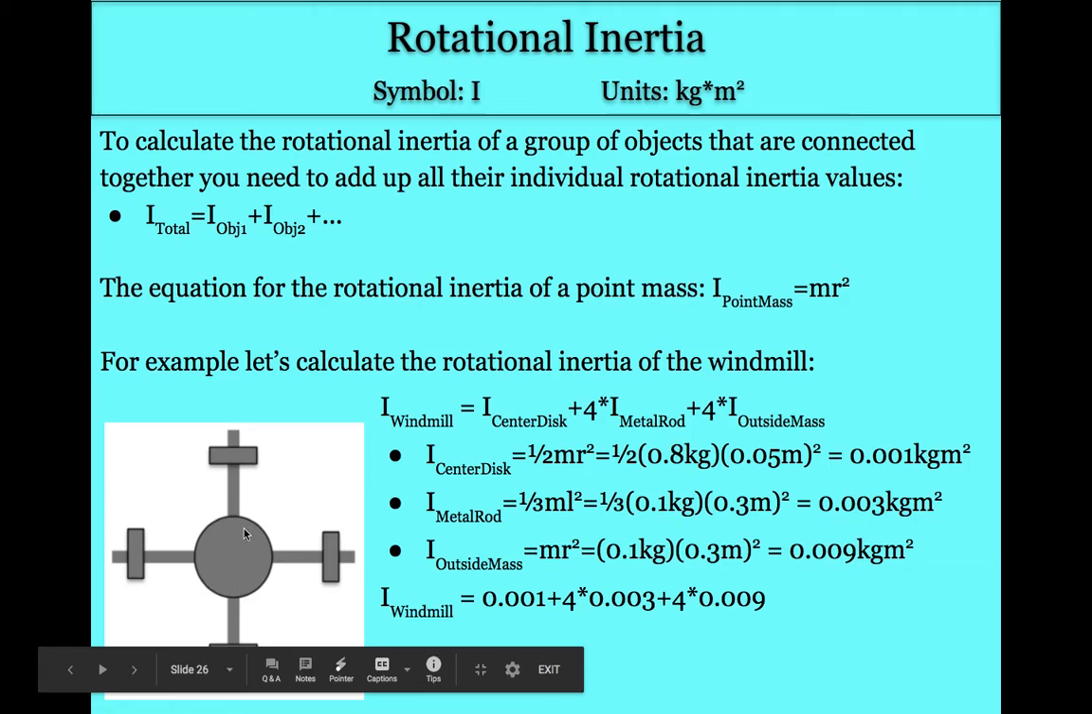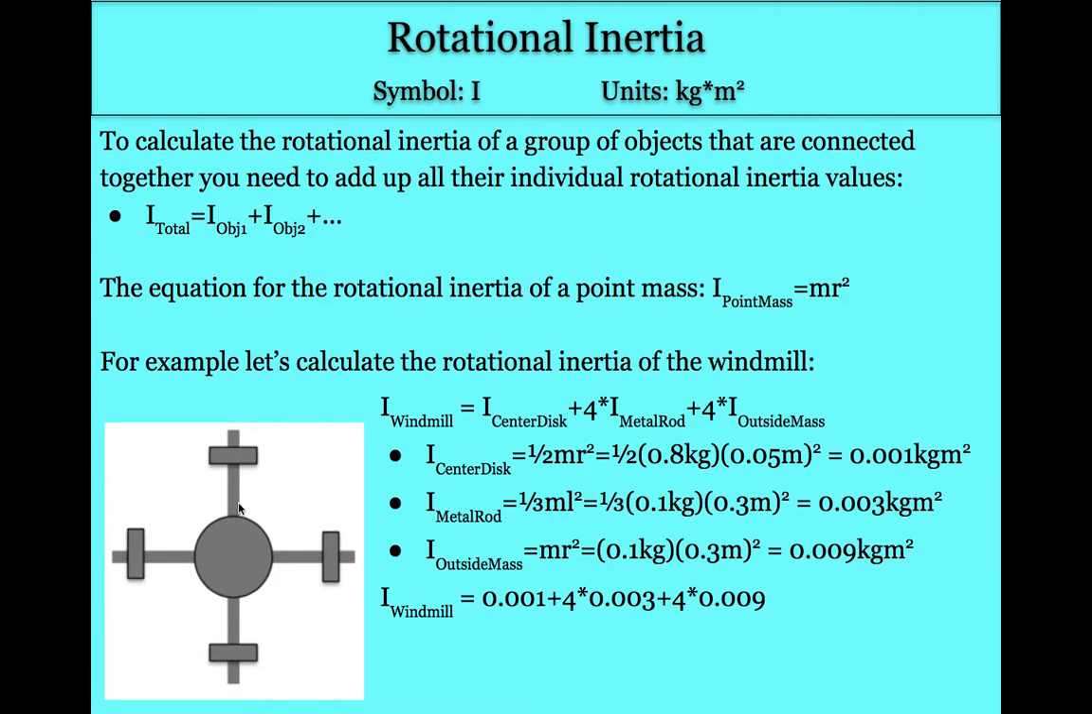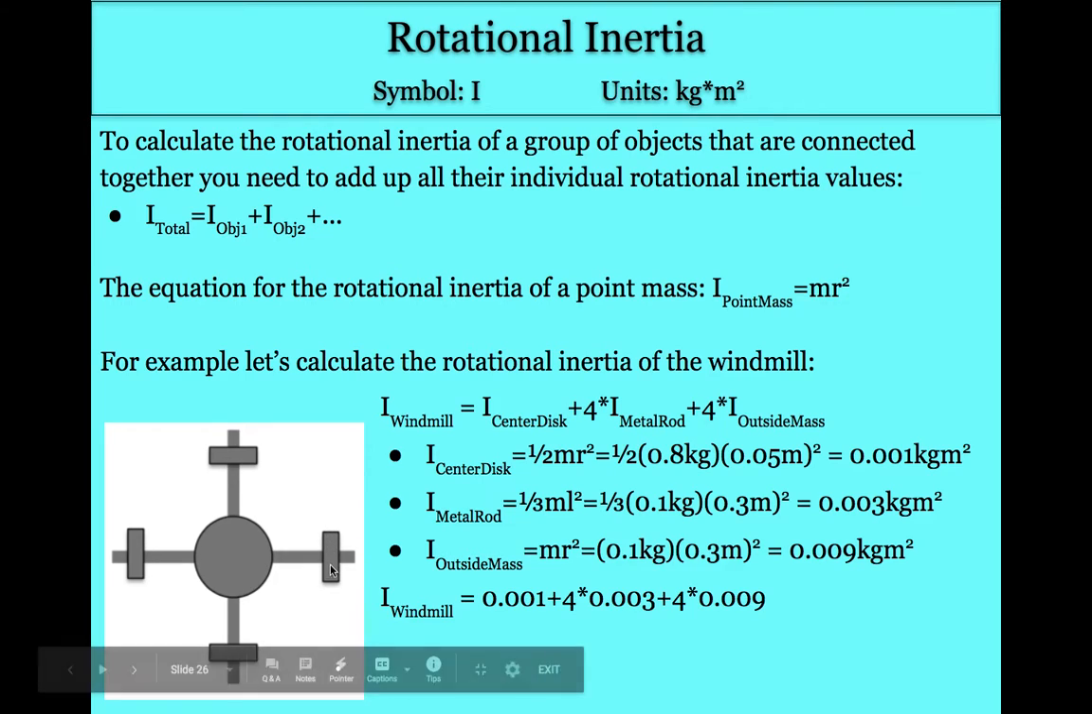But we couldn't do that with a disk because it's evenly distributed across the distance from the axis of rotation. And we certainly couldn't do it for these metal rods because they're also distributed at different distances from the axis of rotation. But it's easy to visualize that the outside masses could all be at one point because they're all basically the same distance from the axis of rotation. So, to find the rotational inertia of the windmill as a whole, we take the rotational inertia of the center disc, 4 times the rotational inertia of one of these metal rods, and 4 times the rotational inertia of an outside mass.